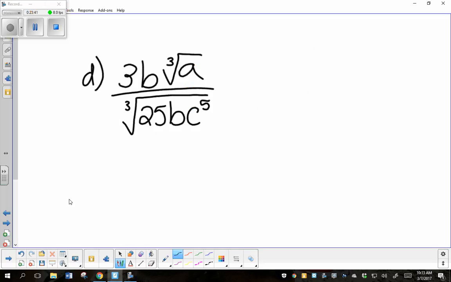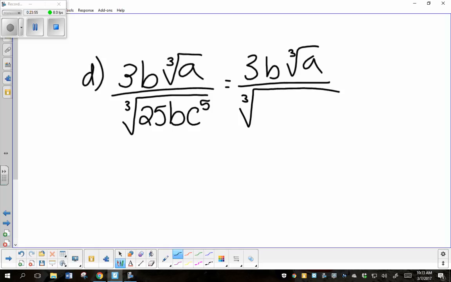The way I would do this is you might want to think about this in terms of what powers we already have. So the top is fine. It's just 3b times the cube root of a. I just rewrote the top. On the bottom, let's write these things to try to get up to powers of 3, because that will make things come out of the root.